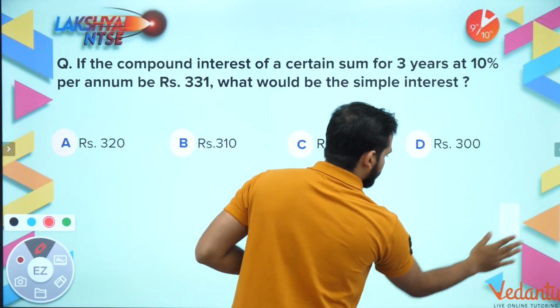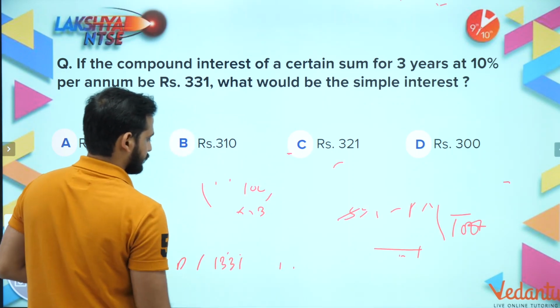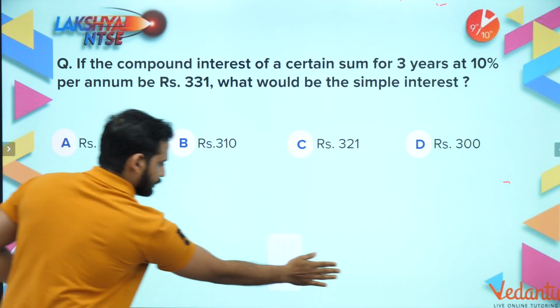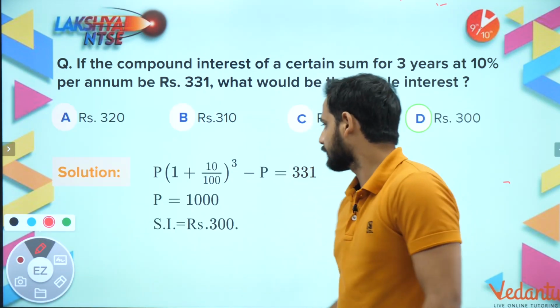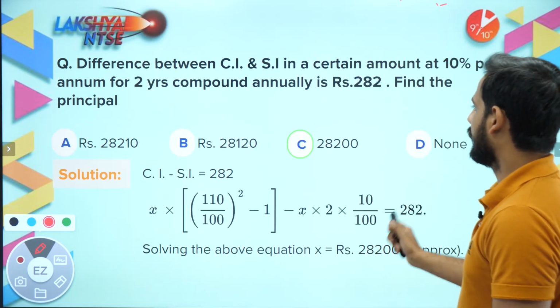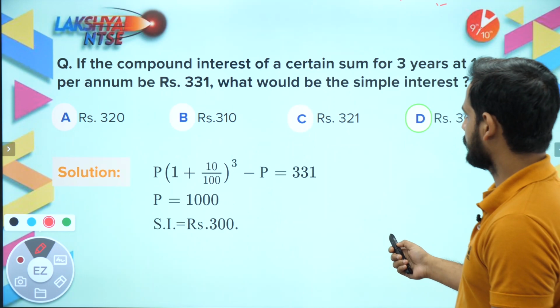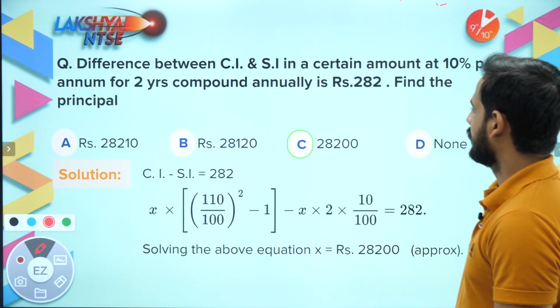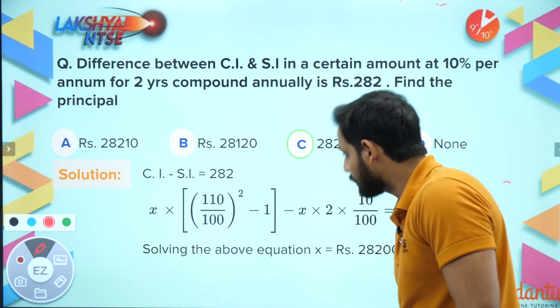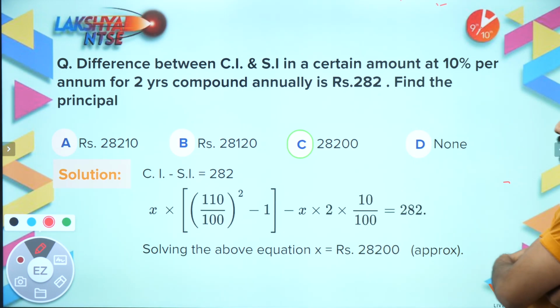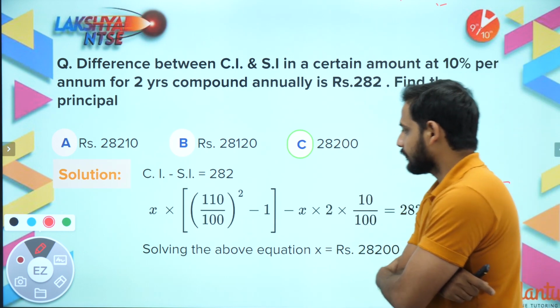The next question we have is directly a question we are getting. They are saying the difference between compound interest and simple interest on a certain amount at 10% per annum for 2 years, compounded annually, is rupees 282. Find the principal. So they have told compound interest minus simple interest is 282.